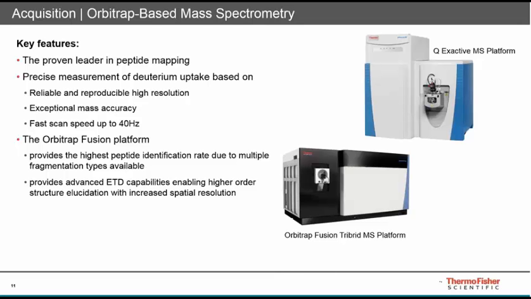Also, an additional benefit of the Tribrid platform is when an ETD source is available, that enables higher order structure elucidation with an increased spatial resolution. Generally, low resolution instruments such as ion traps are ruled out for this workflow because the detection of the isotopic pattern of higher charged peptides is really crucial for accurate data analysis.